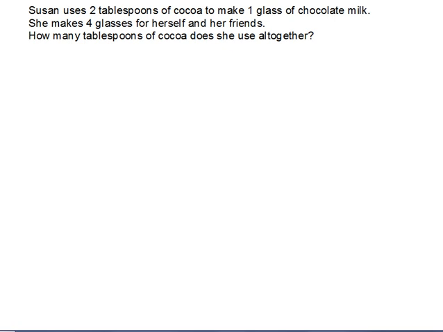So let's look at those numbers and let's decide what the numbers happen to be. So she's going to use 2 tablespoons of cocoa for each glass. Right there, that's telling us the number of objects in each group. We're going to now look through the problem and see if we can find the number of groups. Well, there are 4 glasses. 4 glasses tells us the number of groups.